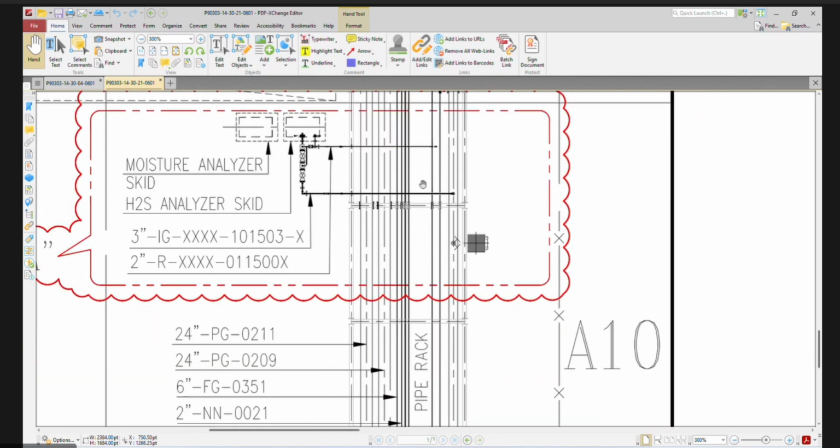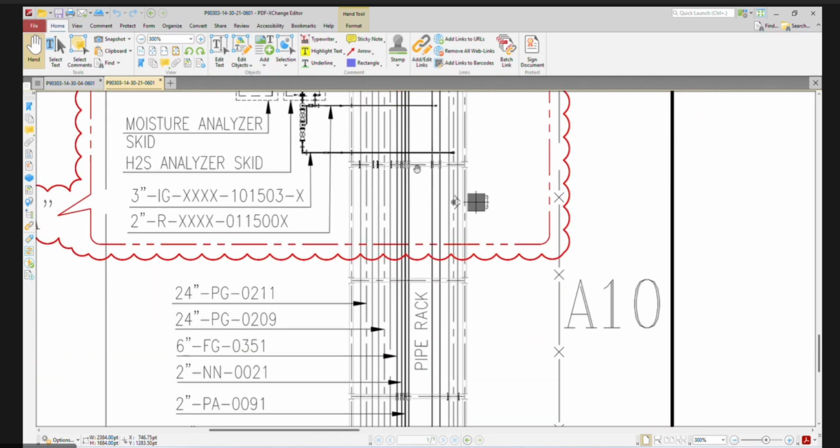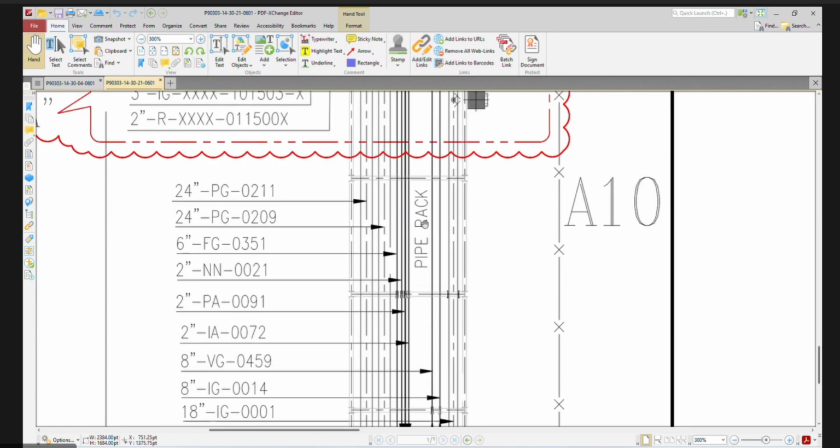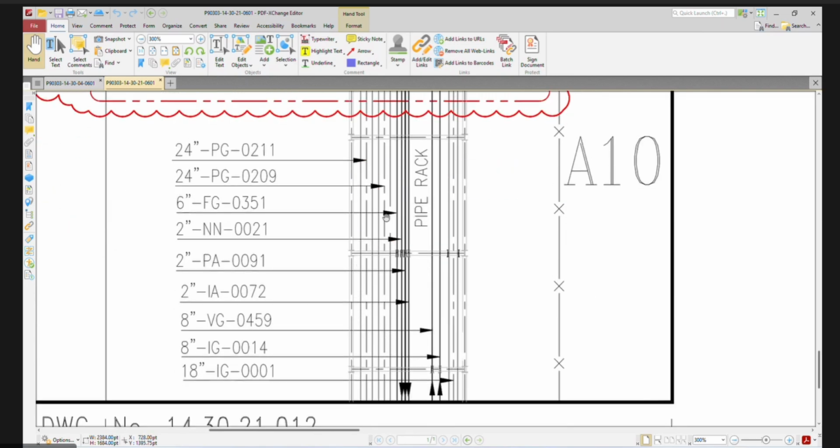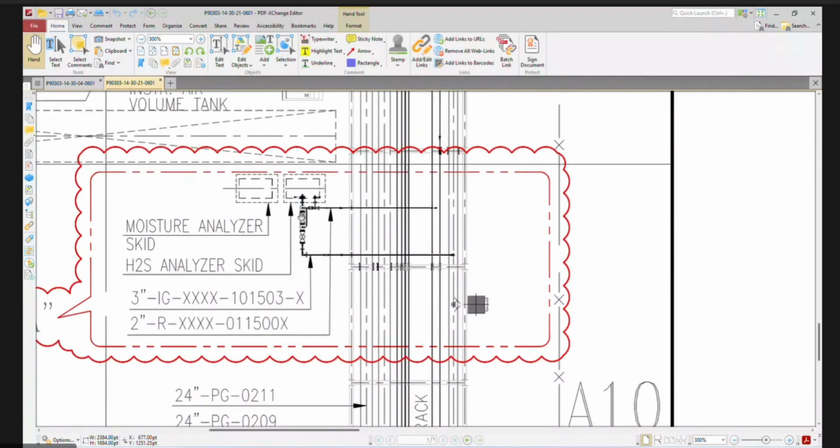So these are on the rack, and maybe dimension wise, if you see, there will be other lines within 1 meter. No, no. The distance from the skid to the pipe rack you're talking about? You want to see the dimension from skid to pipe rack?